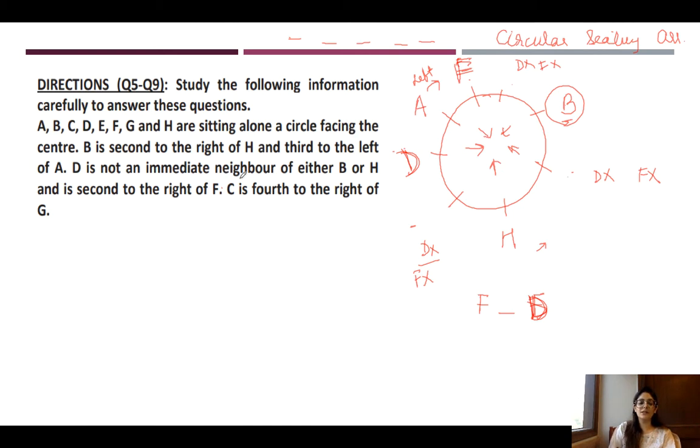Now we have to see that C is fourth to the right of G. Now C is fourth to the right of G, so C is in the fourth right of G. So that means if this is C, then 1, 2, 3, so G will be here on the right hand side. Now let's again check the positions. I'll just draw a clear diagram so that if there is any confusion, it will be clear. 1, 2, 3. So we have found out that this is H, we know that this is B, we know that this is F, we know that this is A, this is D. Next are C and G.